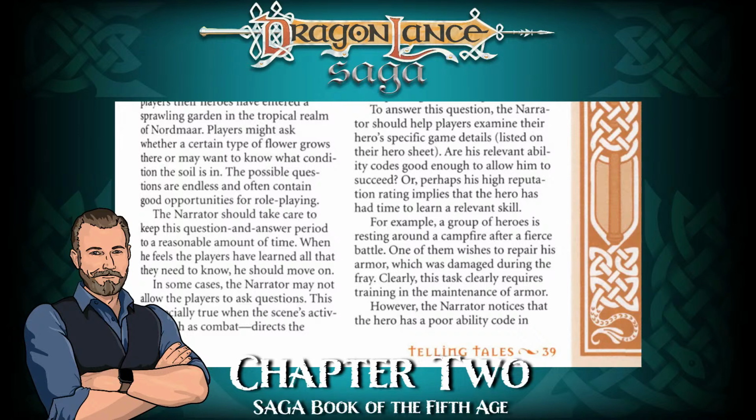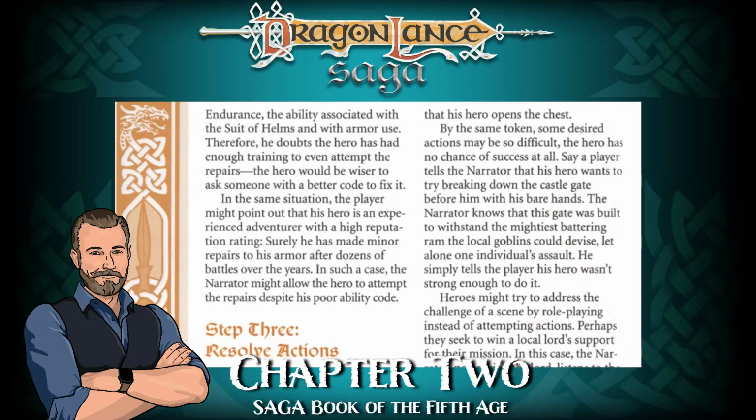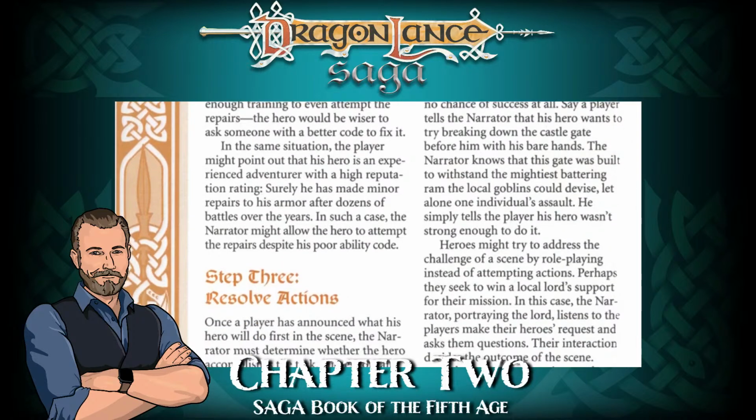For example, a group of heroes is resting around a campfire after a fierce battle. One of them wishes to repair his armor, which is damaged during the fray. Clearly, this task requires training in the maintenance of armor. However, the narrator notices that the hero has a poor ability code in endurance, the ability associated with the use of helms and with armor use. Therefore, he doubts that the hero has enough training to even attempt the repairs. The hero would be wiser to ask someone with a better code to fix it.